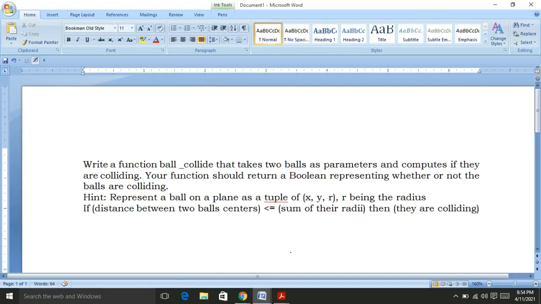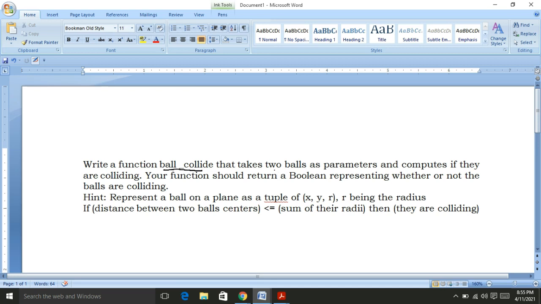Friends, now I would like to explain one more Python program. Right here, he is asking to write a function ball_collide that takes the two balls as parameters and computes if they are colliding. Your function should return the Boolean representation of whether or not the balls are colliding.